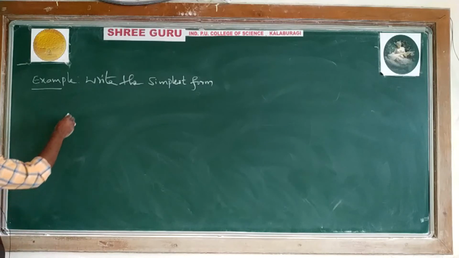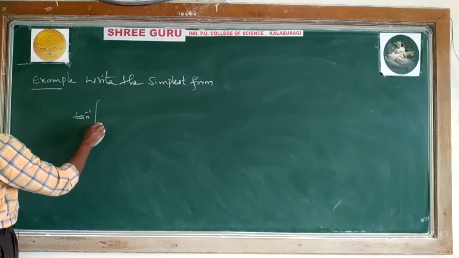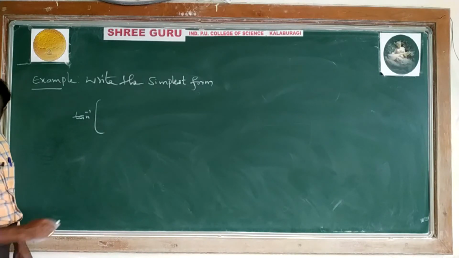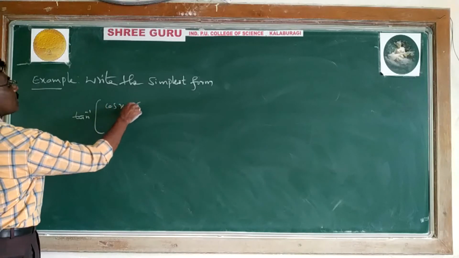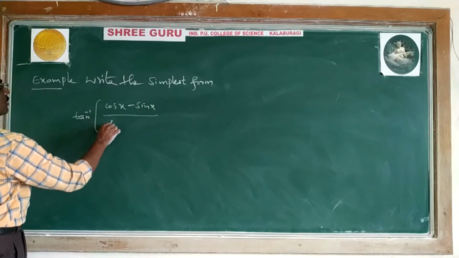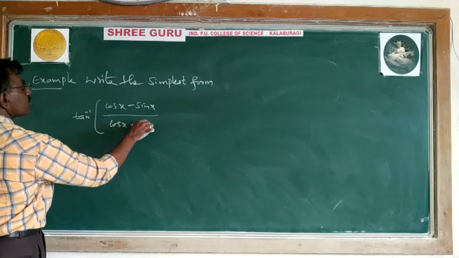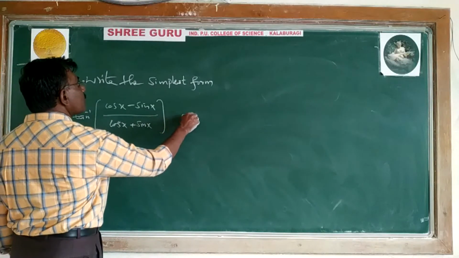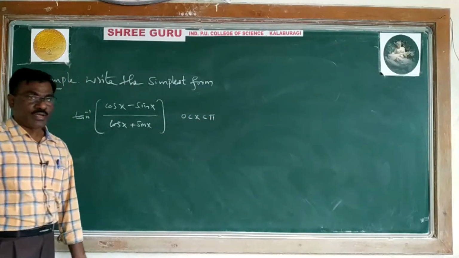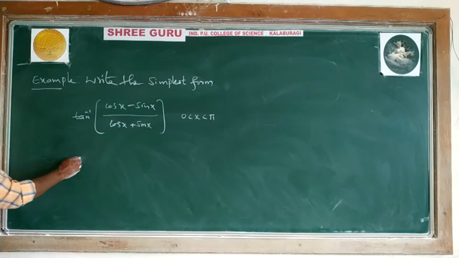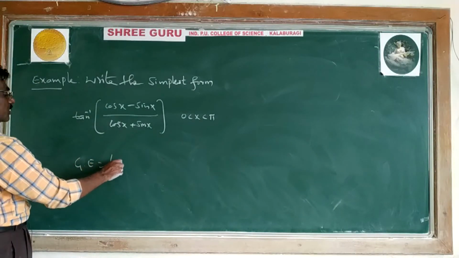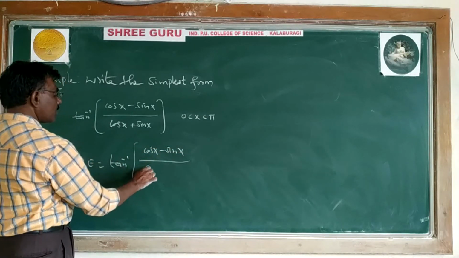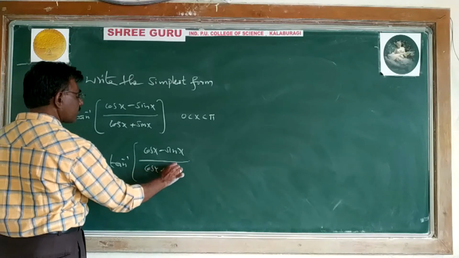Write the simplest form. Tan inverse of cos x minus sin x divided by cos x plus sin x. But what is the condition? And x lies between 0 to pi. Given expression, tan inverse of cos x minus sin x divided by cos x plus sin x.